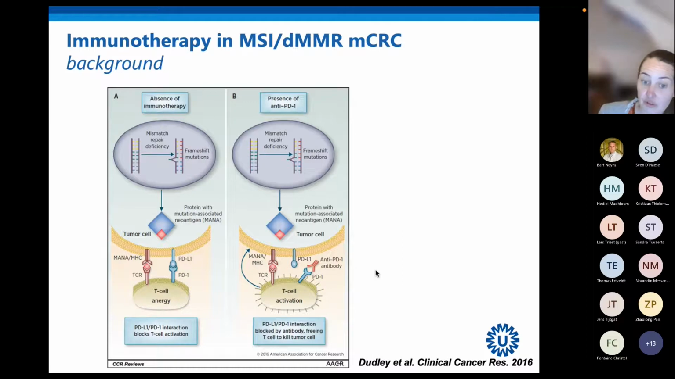The idea, of course, of why microsatellite unstable tumors are sensitive to immunotherapy is that these tumors have a deficient mismatch repair system. So they have a lot of different aberrant proteins, and therefore they can be, in theory, recognized by your immune system. This is inhibited by, for example, PD-L1. And if you add checkpoint inhibition, if you add anti-PD-1, then the T cell can exert their anti-tumor effect.